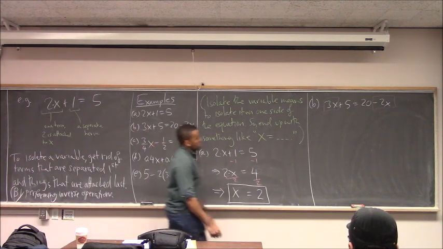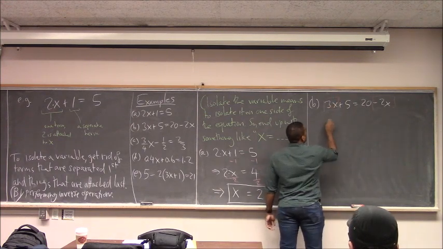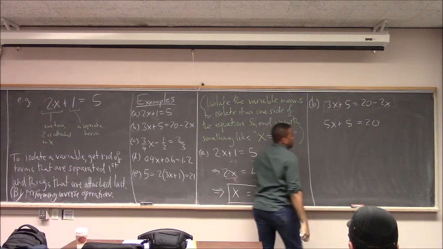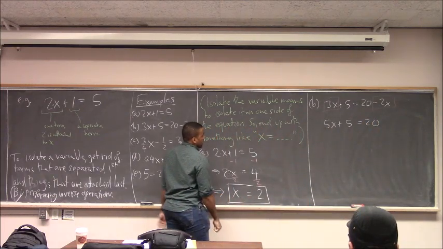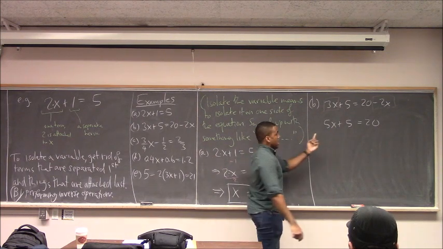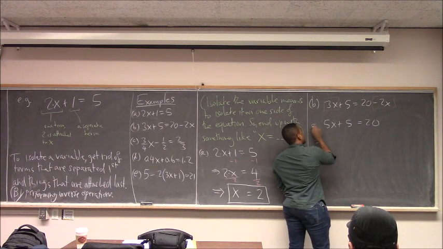So what I can do is add 2x to both sides. That'll give me a 5x, and the 2x will be removed from that side. And then to isolate the variable, now I'm in this situation, I can just remove that 5 by subtracting 5 from both sides.